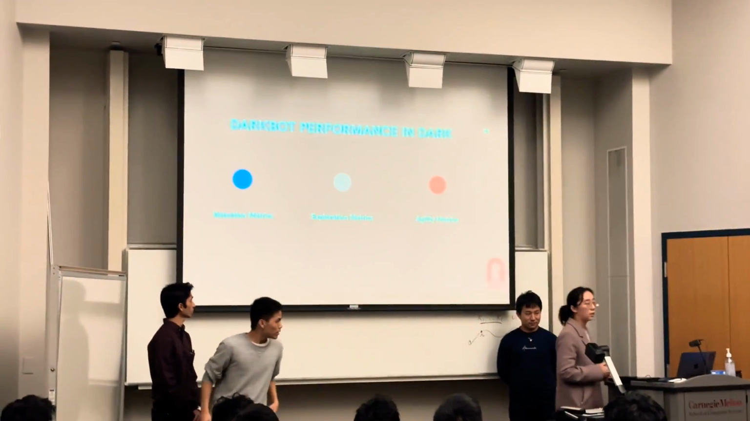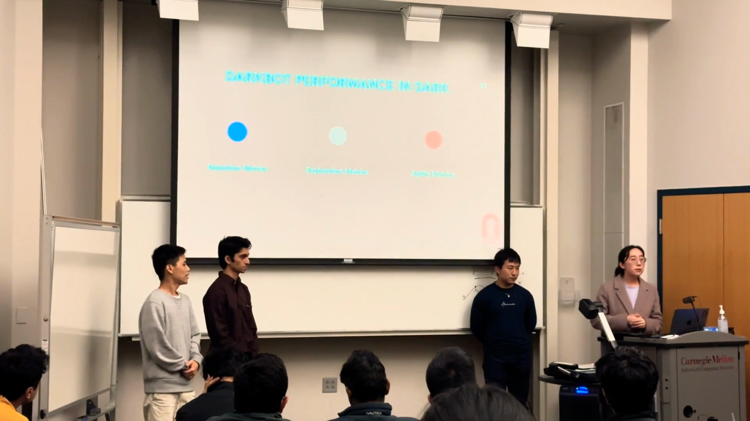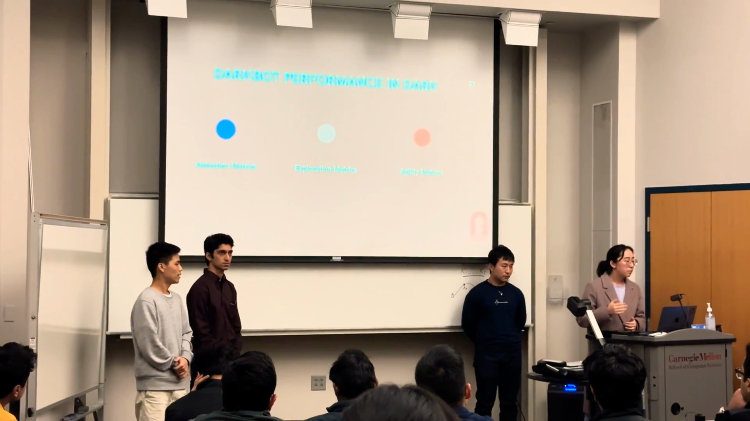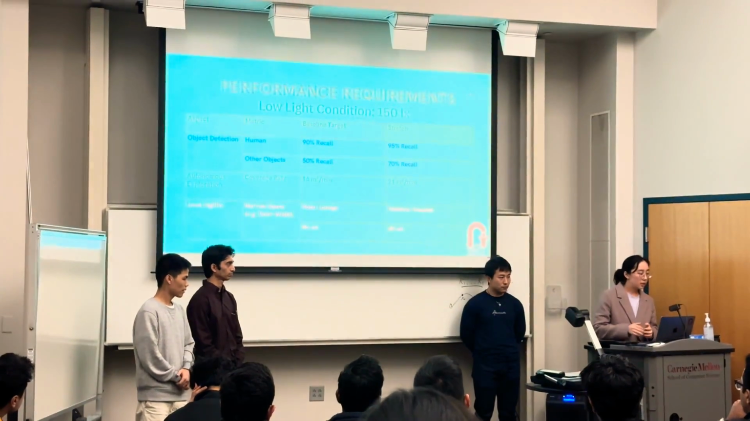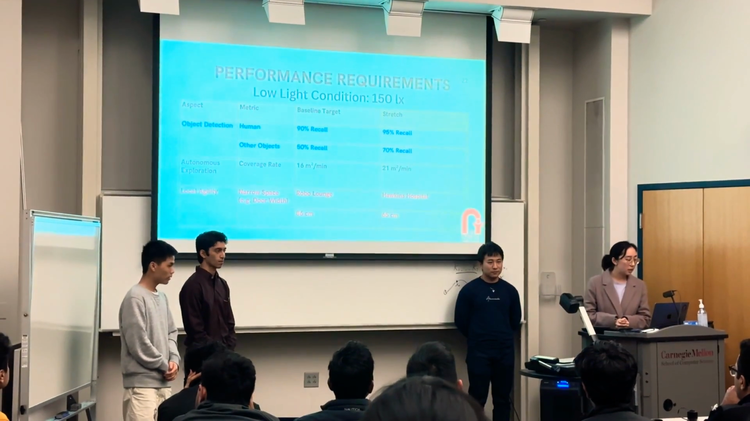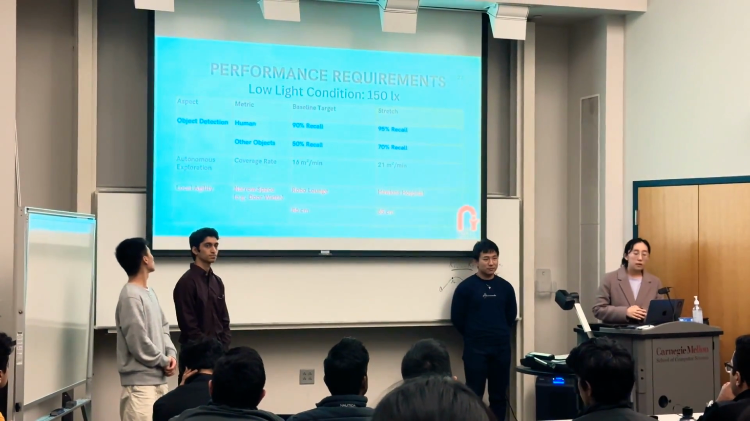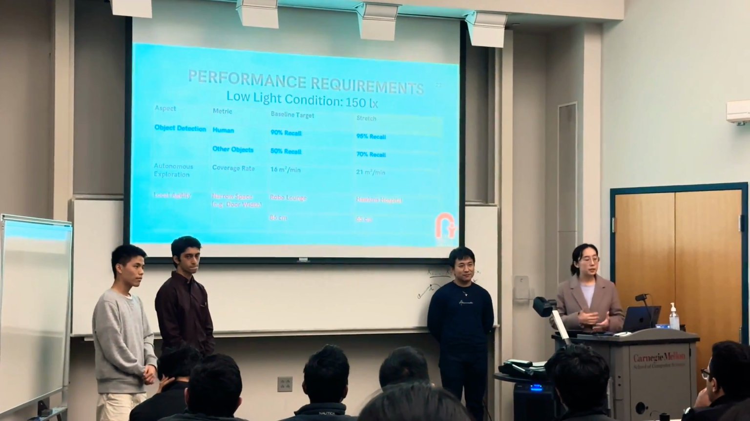continue our functional architecture with requirements. So there are three aspects in our performance requirements. It's the object detection, autonomous exploration, and local agility. So there would be two goals for each aspect, a basic one and a higher one.